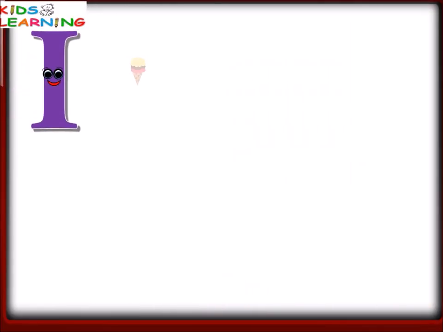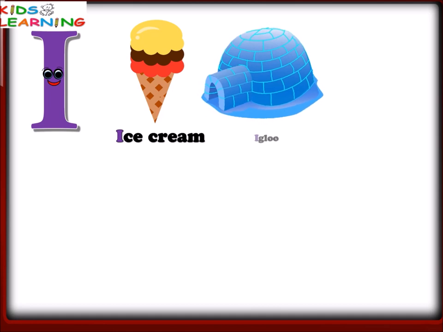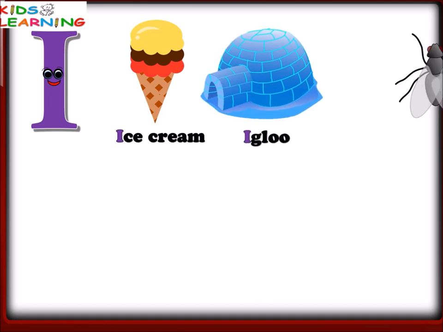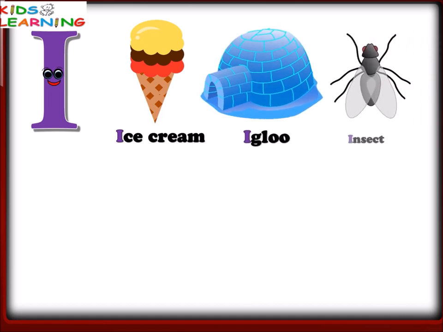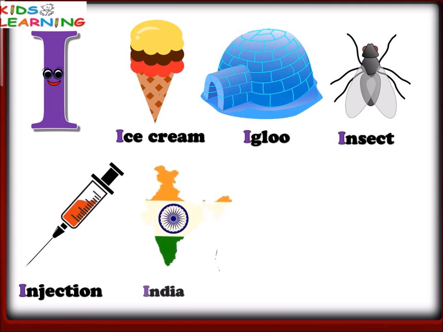I is for ice cream. Igloo. Insect. Injection. India. Ice.